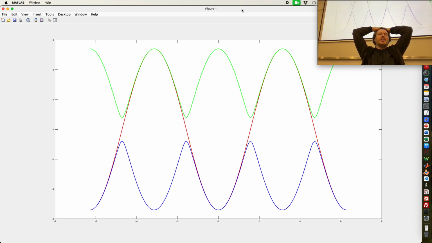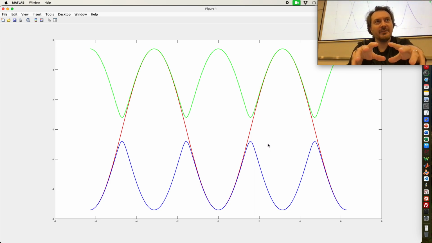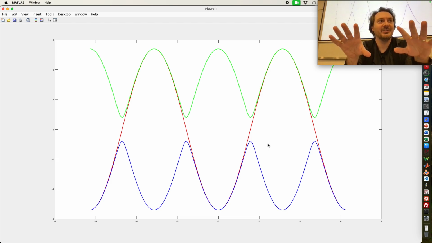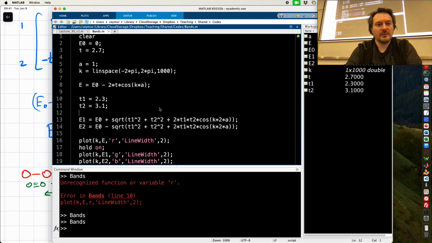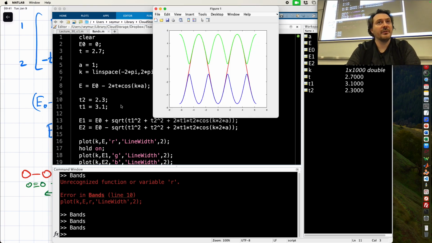There is very, very deep physics here, okay? If you understand this, it's the starting point of topological insulators, believe it or not. How? Do you see how T1 is 2.3 and T2 is 3.1? I just wrote it here. Yes, I can switch them and I can plot again. Do you see that it's the same thing?